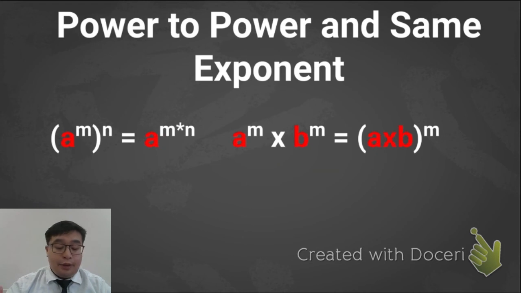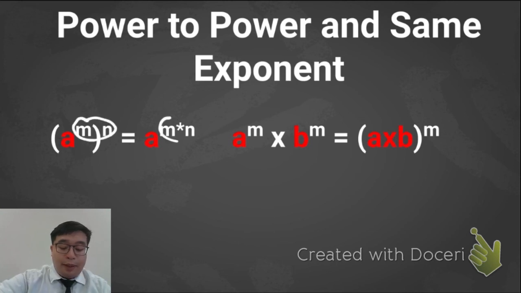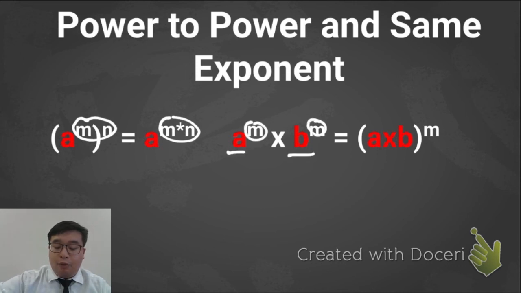So in conclusion, when I want to raise a power to another power, what I'm doing is I'm taking these two exponents and I'm multiplying them together. And when I multiply two exponents with different bases and the same exponent, what I'm really doing is I'm just multiplying the two bases together.